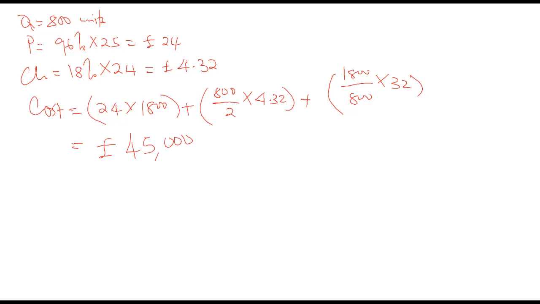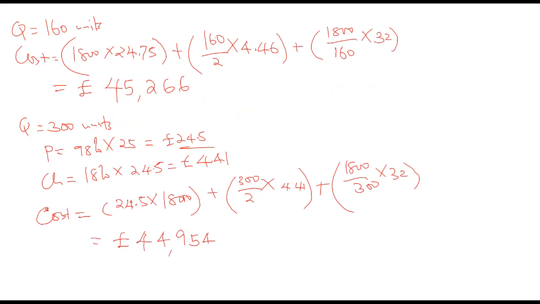Now you advise the management: is the EOQ still the optimal? Let's go back. The EOQ, don't forget, was 160. There seems to be a lower cost elsewhere. Therefore, the EOQ is no longer optimal. At EOQ the cost is 45,266. At 300 the cost is 44,954. Therefore, the optimal order quantity should be 300.